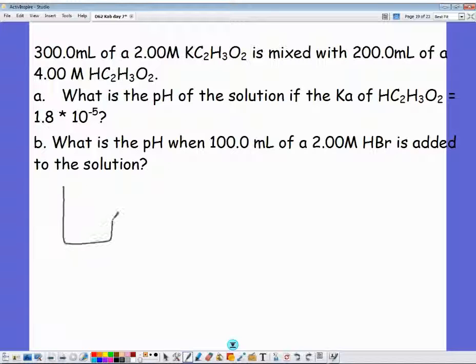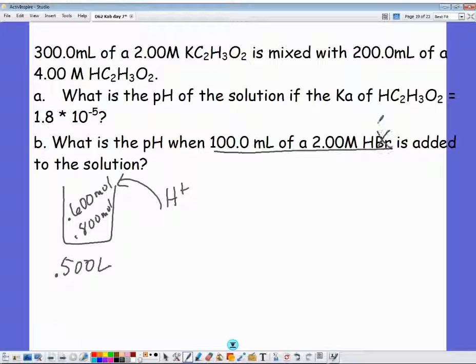All right, so here we go. Let's draw our little beaker. Our beaker is 500 milliliters or 0.5 liters. I have 0.6 moles. I have 0.8 moles. And to it, I'm adding in some H+. Let's look at how much H+. So I'm adding in 0.2. When I say 0.1 liters times 2 molar, that gives me 0.2 moles of H+ added in, yes? All right, let's look at what that looks like. H+, who is going to gobble up my H+?